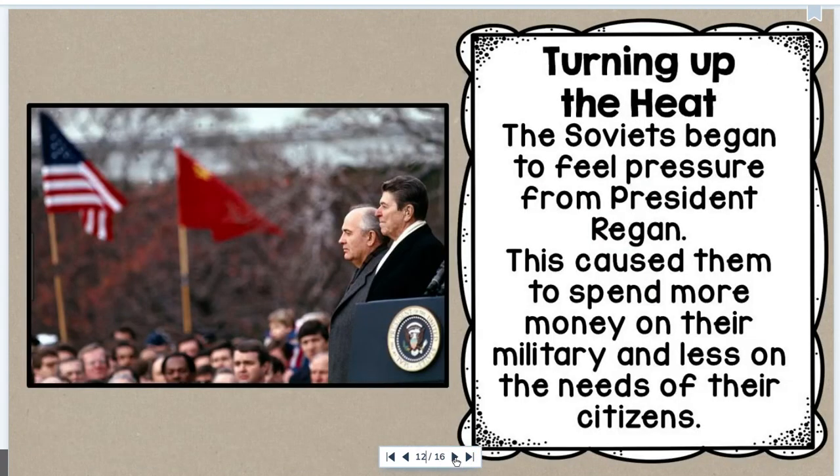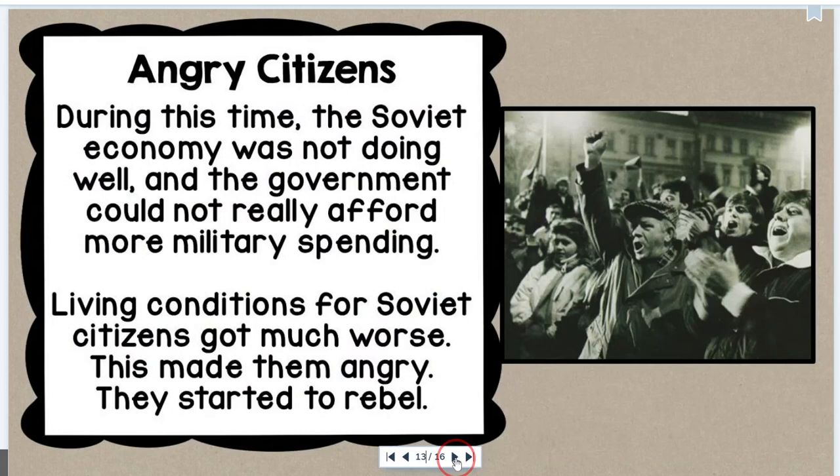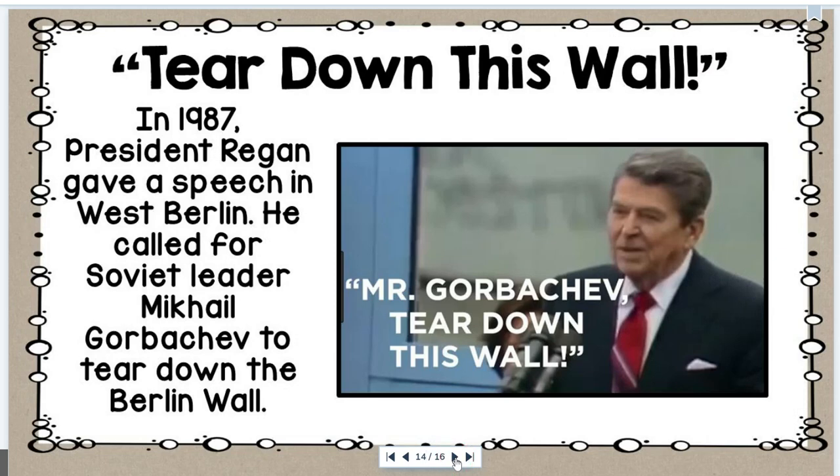The Soviets began to feel pressure from President Reagan. This caused them to spend more and more money on their military, but then they spent less money on the needs of their citizens. During this time, the Soviet economy was not doing well, and the government could not really afford more military spending. Living conditions for Soviet citizens got much worse. This made them angry, and they started to rebel.